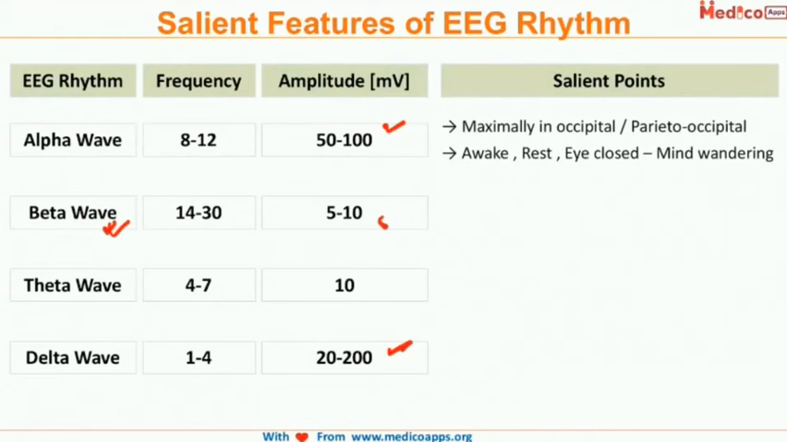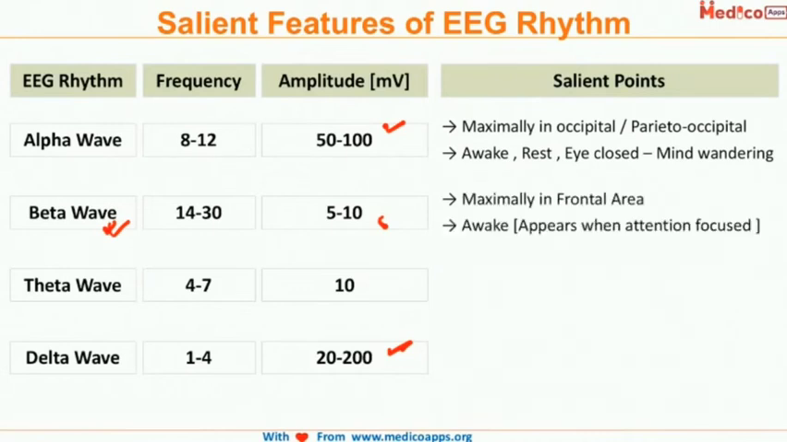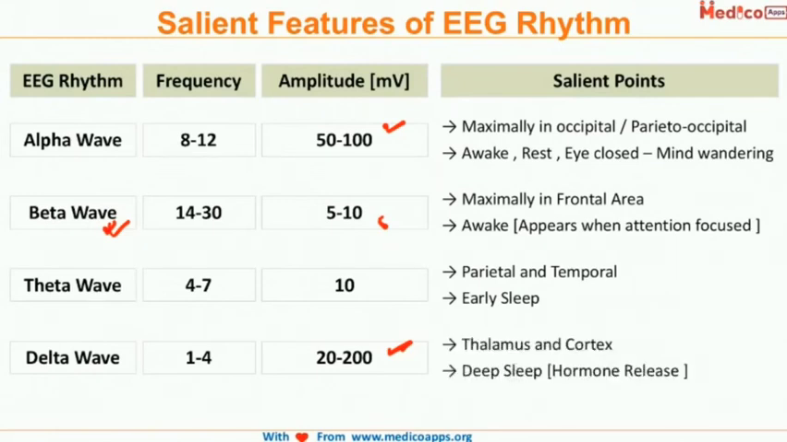Alpha waves are maximally seen in the occipital or parieto-occipital region, and are generally seen in the awake stage or in a resting stage when the eyes are closed but the mind is wandering. Beta waves are maximally seen in the frontal area, and this happens when the person is awake and has focused attention. Theta waves are seen in the parietal and temporal region and also in early sleep, whereas delta waves are seen in the thalamus and cortex, and this is a deep sleep wave where hormones are released.